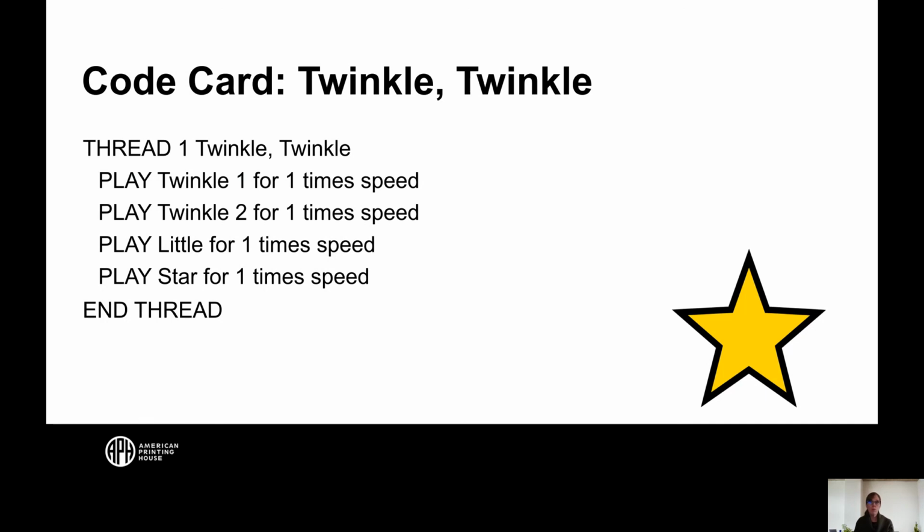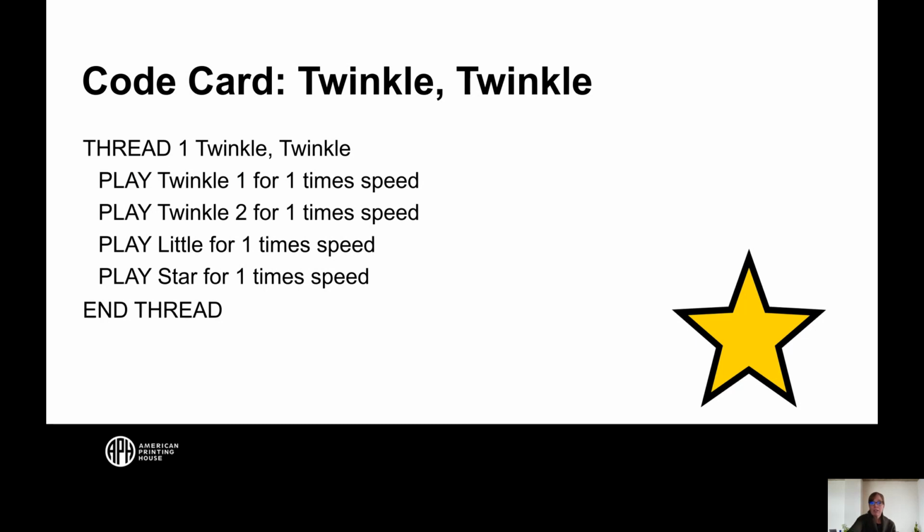Play Twinkle 1 for 1 times speed. Okay, and then the next line, play Twinkle 2 for 1 times speed. Play Little for 1 times speed. Play Star for 1 times speed, end thread. So we have our beginning, thread 1, Twinkle Twinkle, and we know we're done with our program when it says end thread. And we have 4 commands in there. So our algorithm has 4 steps, those 4 different play pods. Okay, so now let's dive in and get to the actual building.